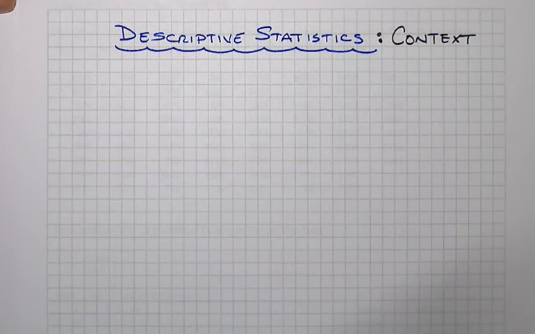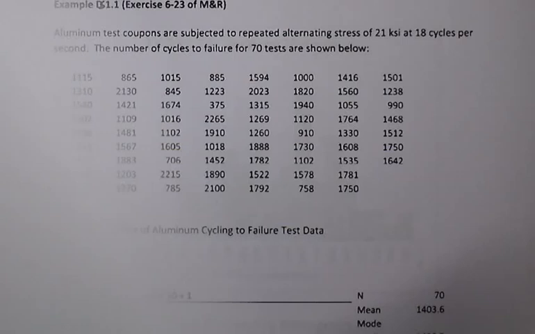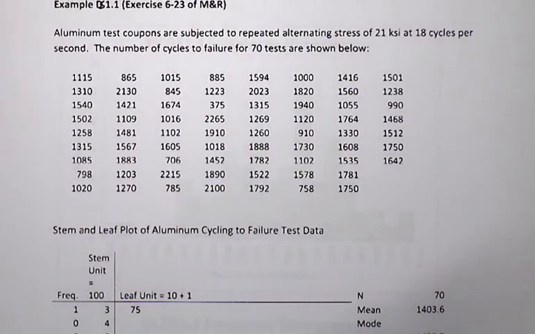We're going to motivate this by taking a look at some actual data that I've labeled as example DS 1.1. It's data taken from exercise 6-23 of the Montgomery and Runger text, where we have 70 different aluminum test coupons that have been subjected to repeating alternating stress cycles of 21 KSI. Those stress cycles are happening at 18 cycles per second, or 18 hertz.